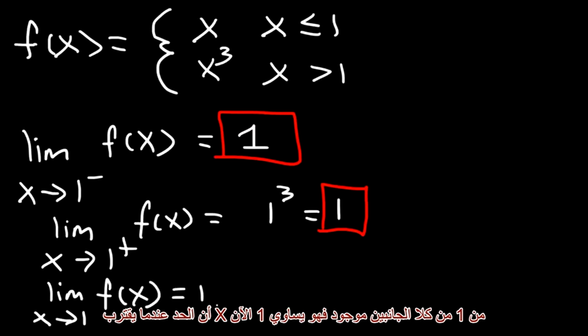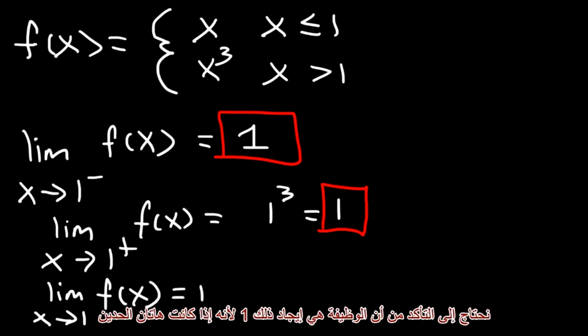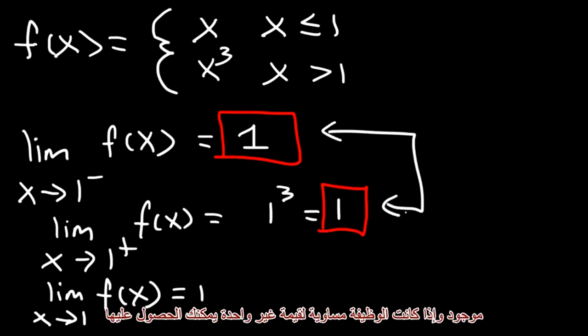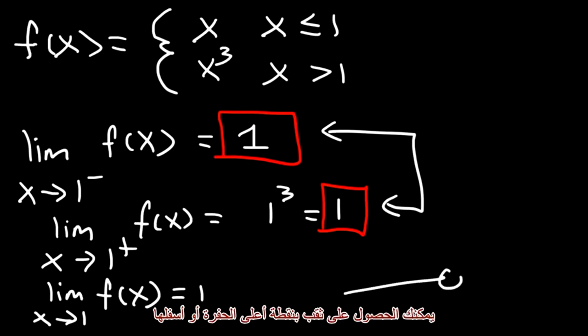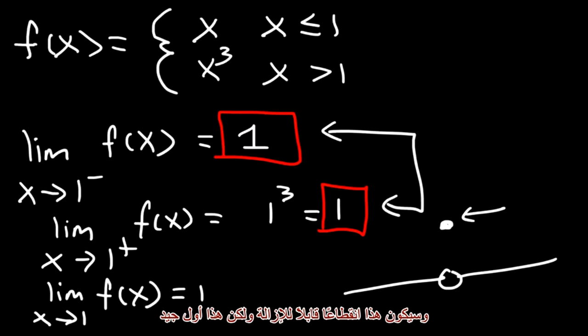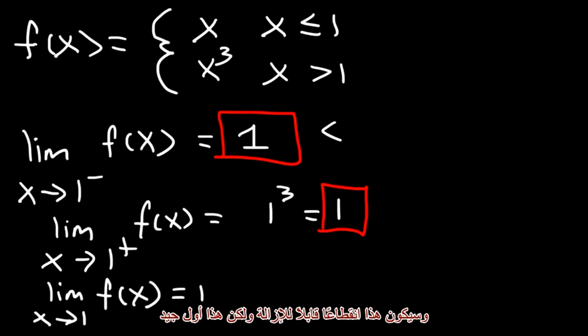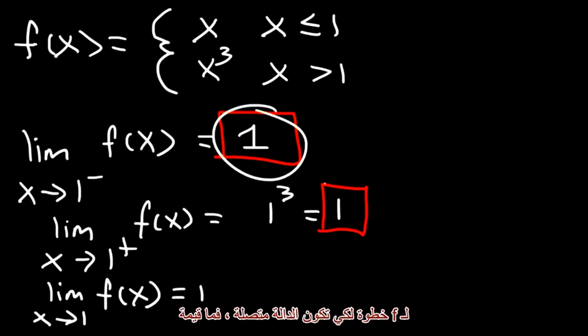It's equal to 1. Now we need to make sure the function is defined at 1, because if these two limits exist and if the function is equal to a value other than 1, you can get this situation. You can get a hole with a point above the hole or below the hole, and that would be a removable discontinuity. But this is a good first step for the function to being continuous.